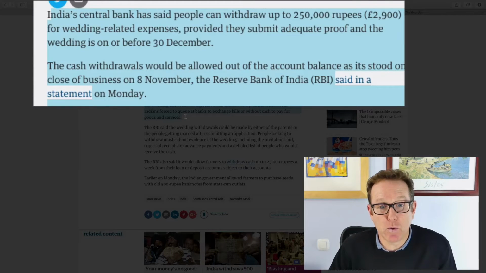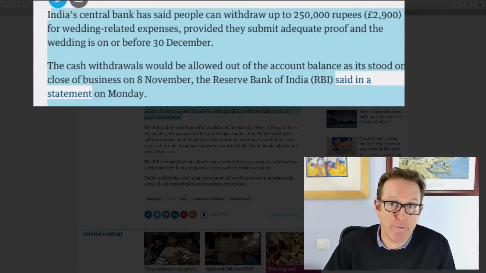The cash withdrawals would be allowed out of the account balance as it's stood on close of business on 8th of November, the Reserve Bank of India, RBI, said in a statement on Monday. So the cash withdrawals would be allowed, passive tense, out of the account balance as it stood on close of business 8th of November. So if you had that money in your bank account at the close of business, COB, on the 8th of November, you would be allowed to take that money out for weddings.